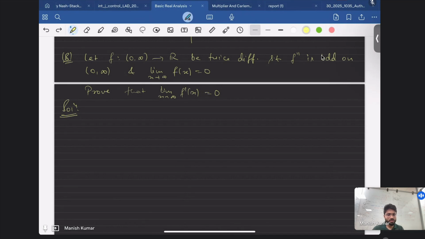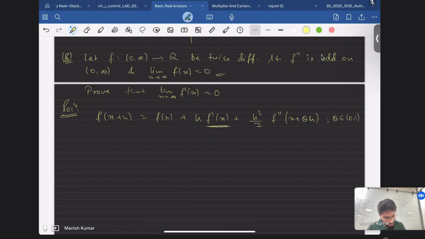Since I want to show this, maybe I can write f of x plus h, let's say. Then if I expand it around x, I'll get f(x), then h times f prime x, and then h square by 2 times f double prime of x plus theta h, where theta is between 0 and 1. Now you can see that I want information on this thing, and I know something about this, that f(x) goes to 0.